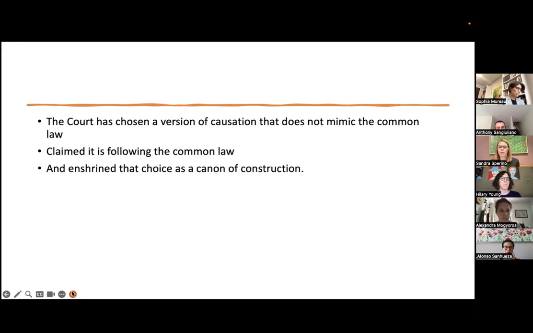So I just sort of want to end by reframing the central idea of the paper. The court has chosen a version of causation that does not mimic the common law. It has claimed that it's following the common law, and now it's enshrined that choice as a canon of construction.